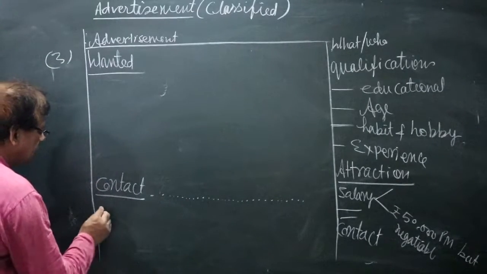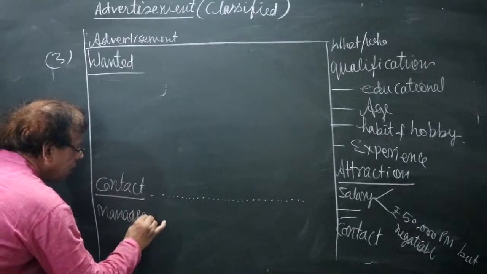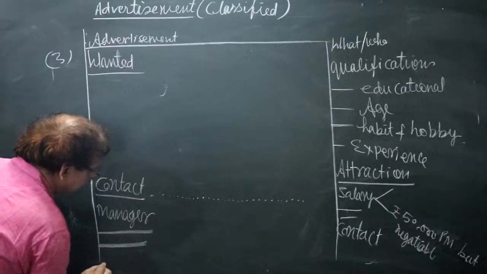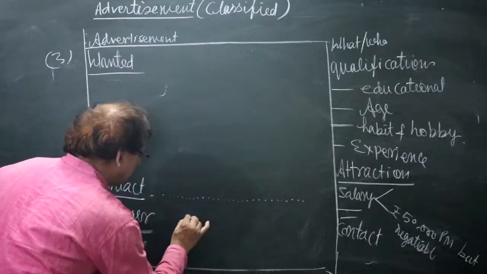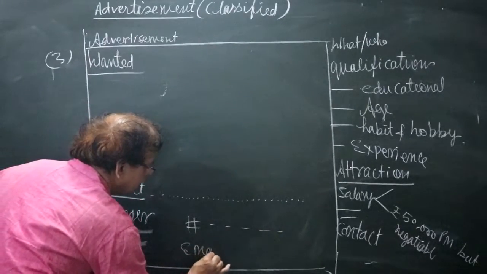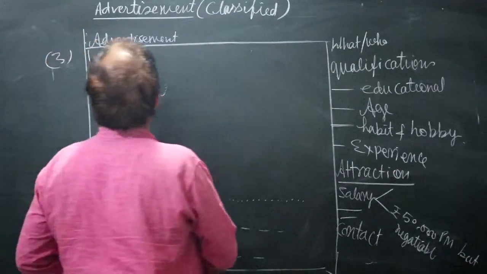Write the complete address. First of all, manager. Then the school's name, phone number, and email address. These are the parts. Listen again.